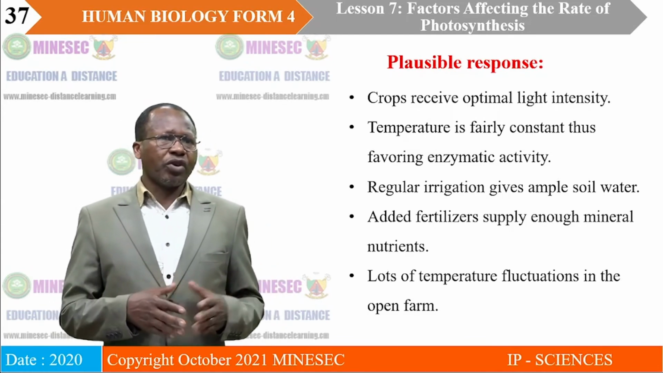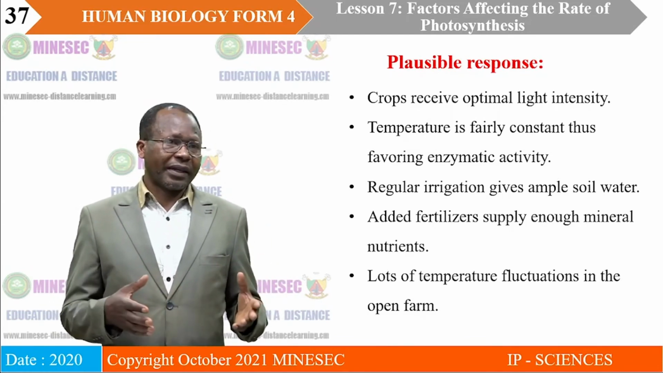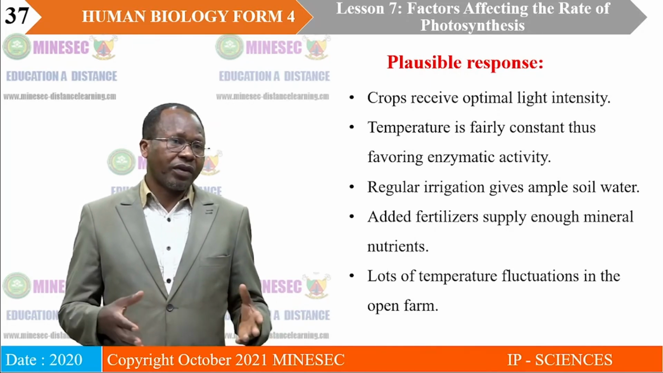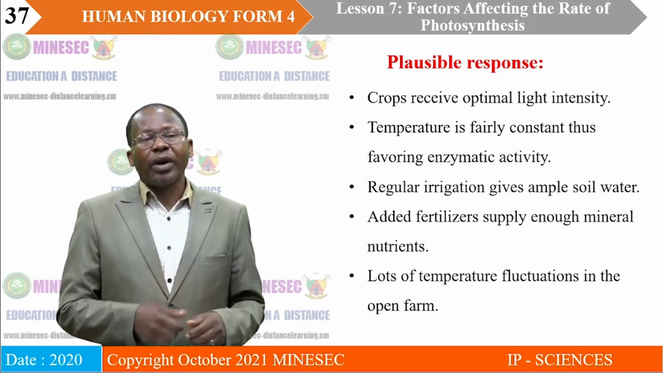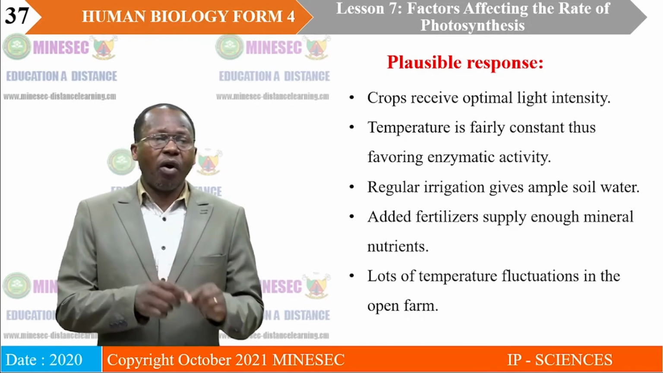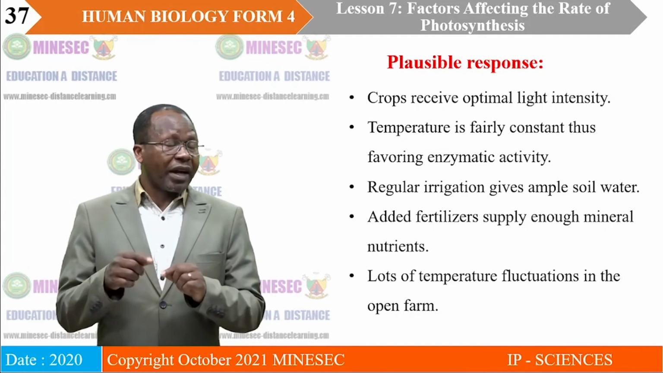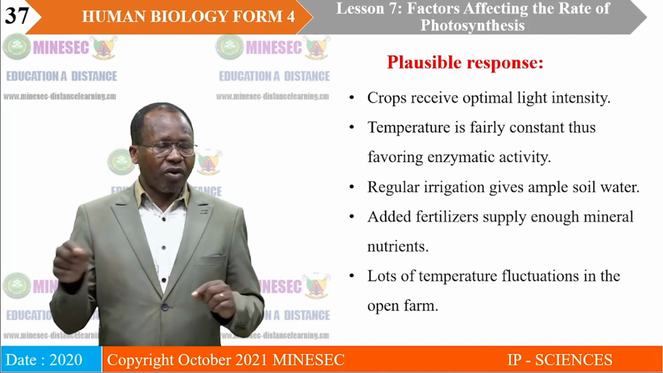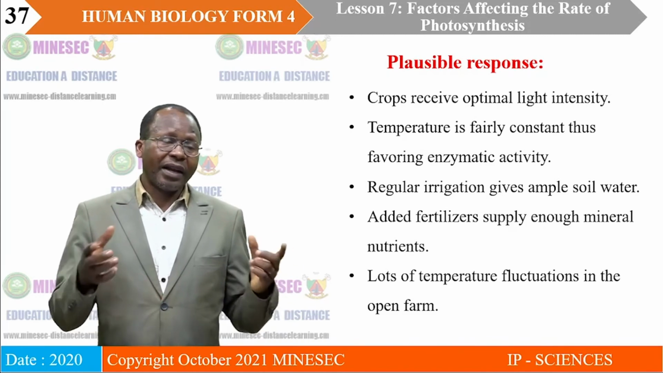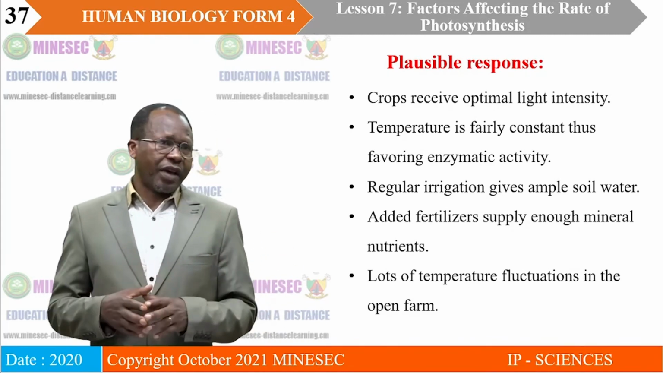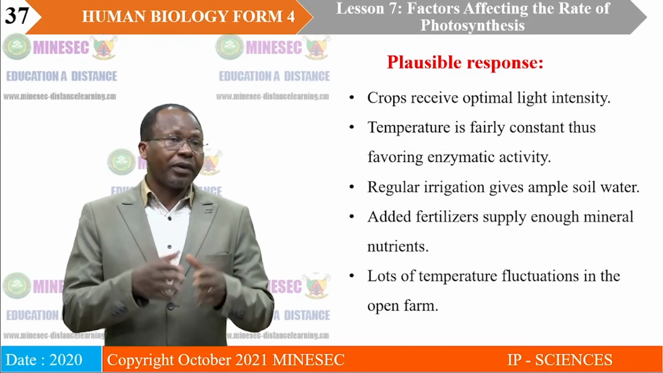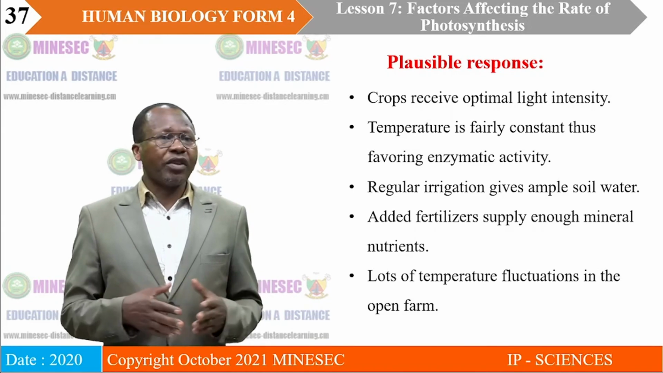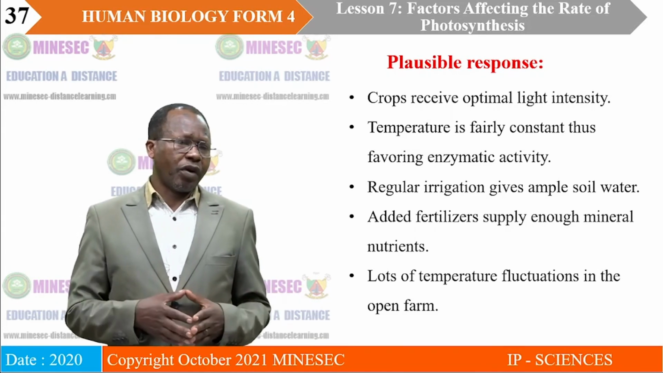Regular irrigation also gives ample soil water. So the plant will have enough soil water and minerals, which will enable it to carry out photosynthesis. Remember also the effect of water on the rate of photosynthesis. You can remember photolysis, where a water molecule is split to release oxygen and OH group, and then solar energy is converted to adenosine triphosphate. If water is available, it will be split. Added fertilizers also supply enough mineral nutrients for the growth of plants.